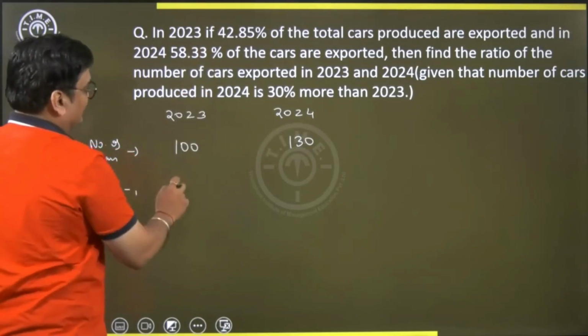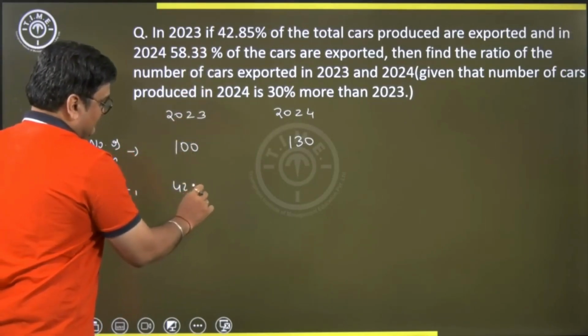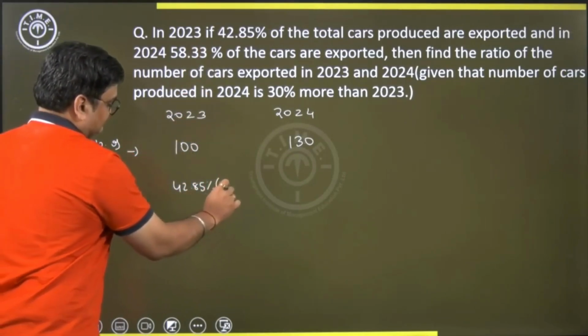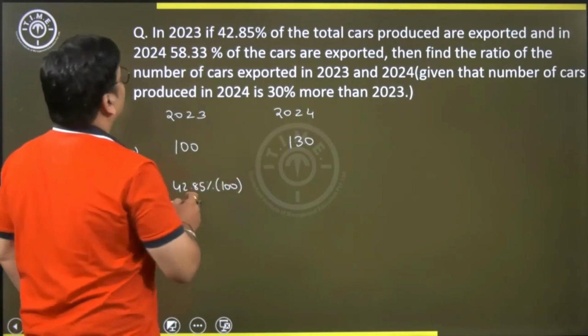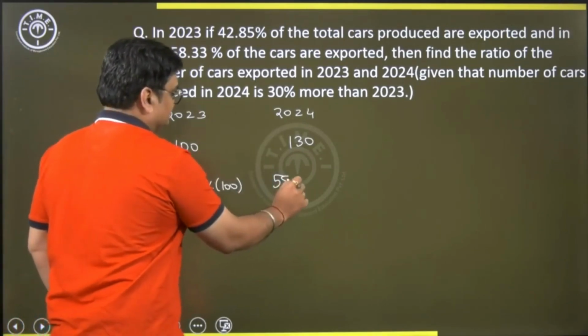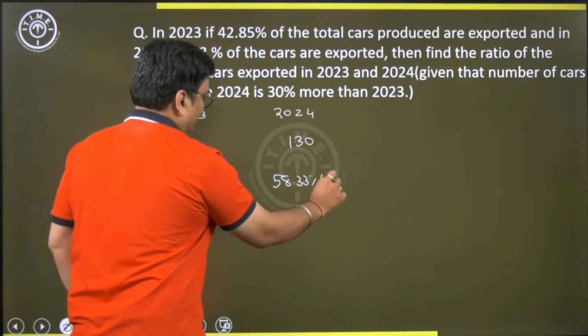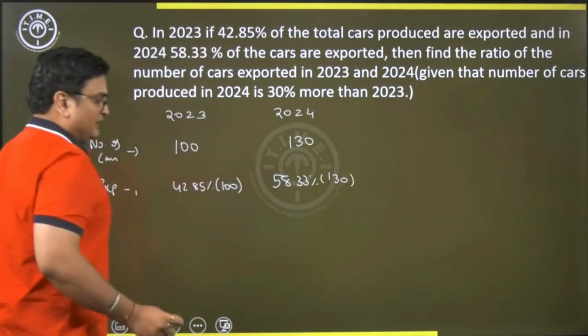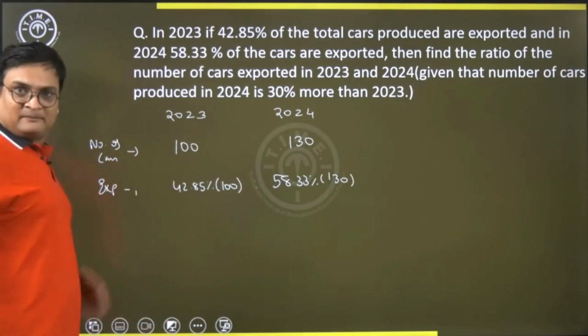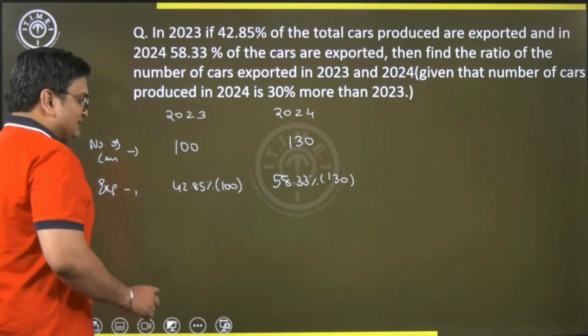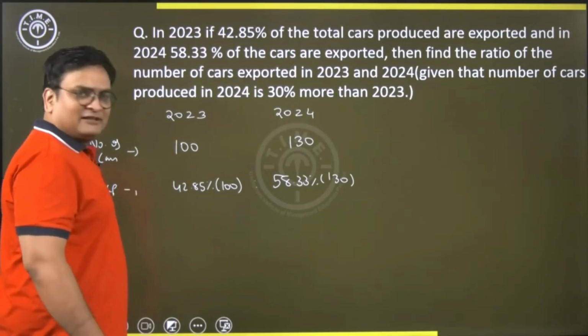It is 42.85% of 100. And here it is 58.33% of 100, of 130, sorry. And now he's asking us the ratio of these two. So can I say my answer? If you try to do it this way, it would be such a complicated task.